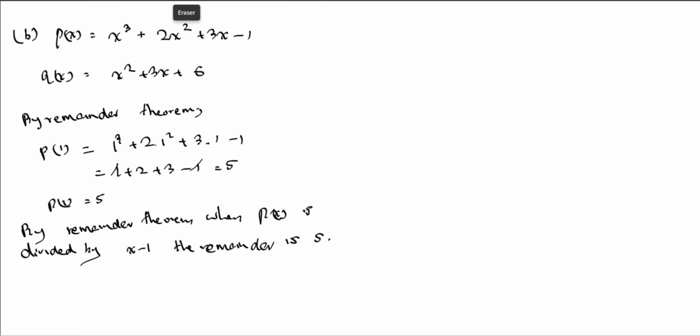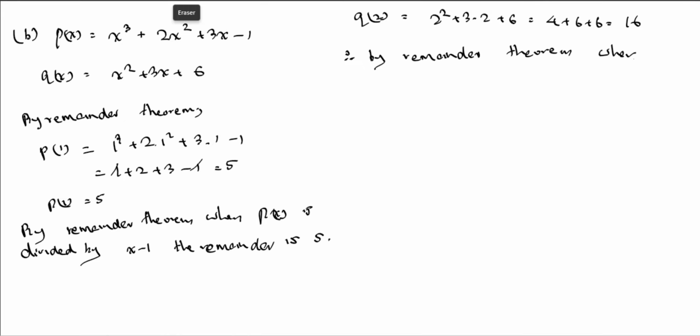Then they are asking, find the remainder when q(x) is divided by x minus 2. Then q(2) equals 2 to the power 2 plus 3 times 2 plus 6. That is 4 plus 6 plus 6, which is 16. Therefore you have to write the same thing. By the remainder theorem, when q(x) is divided by x minus 2, the remainder is 16.